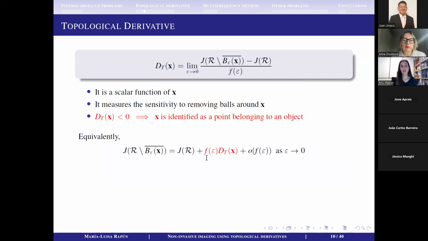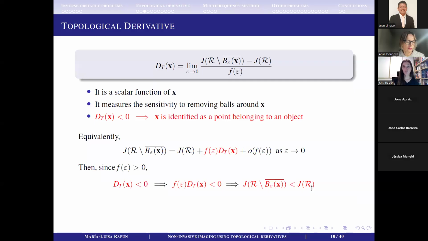This means that if we look at this term, since the function f is positive, if the point x is one at which this topological derivative is large and negative, then this quantity here in red is also negative, and this means that the functional is decreasing. Recall that we are interested in the points that are a minimizer of this functional.